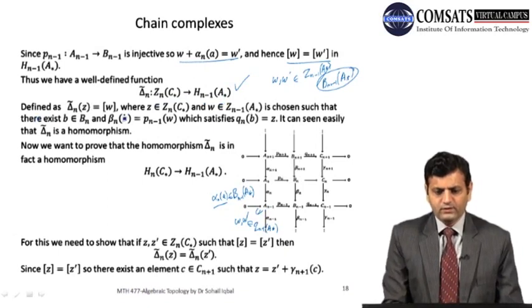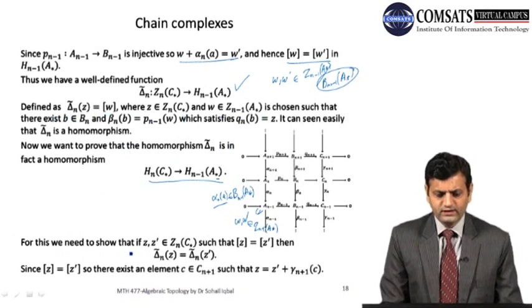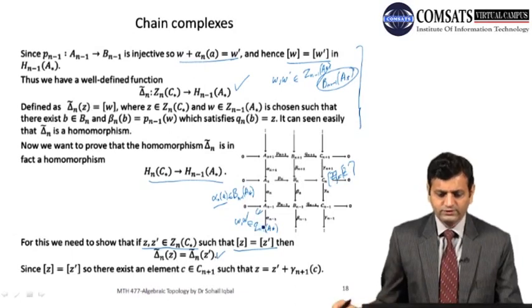Now we want to show that this map is in fact a map from Hn of C star to Hn minus 1 of A star. First we need to show that if Z and Z prime are two elements such that their classes are equal, then their images under this procedure that we have already done, where there is a unique W corresponding to Z in Cn, are equal. That's what we want to show.